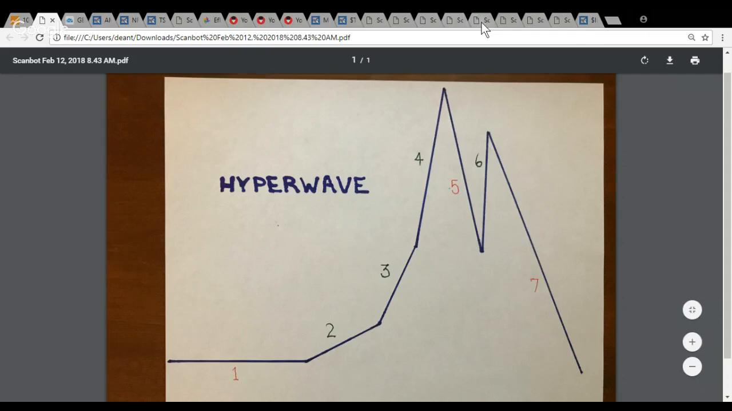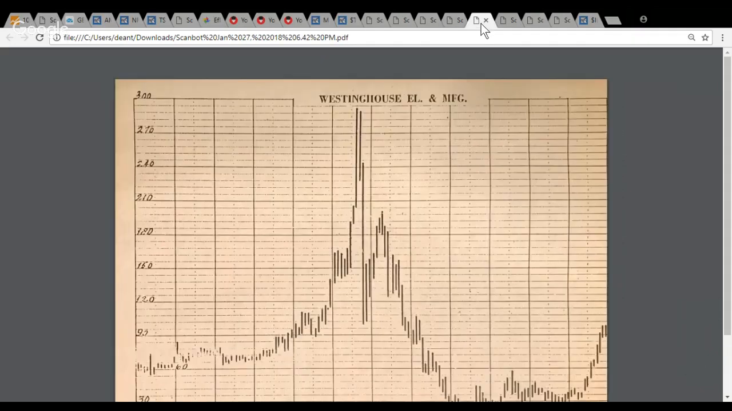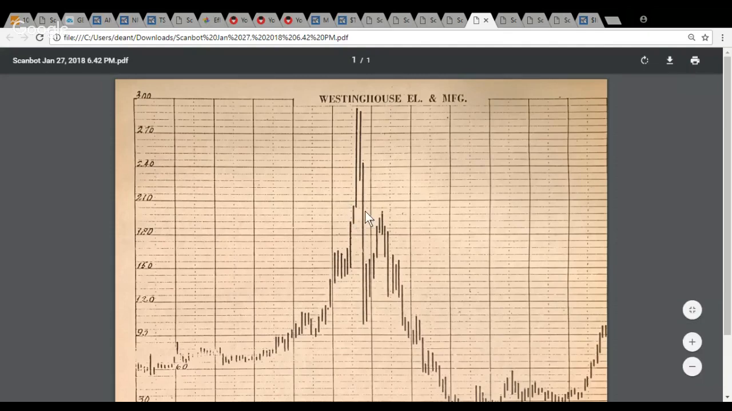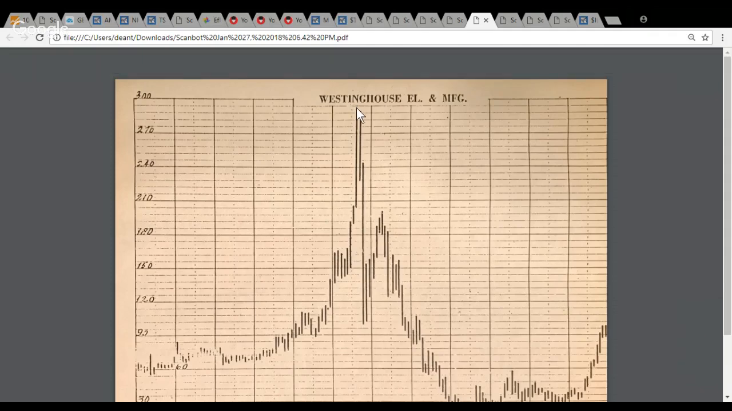I think I showed you one right there. Westinghouse Electric went vertical for 4 months into its peak, where the final line went literally straight up, and then phase 5 went literally straight down into a 6, and then a very short period of 2 years to get to the bottom.